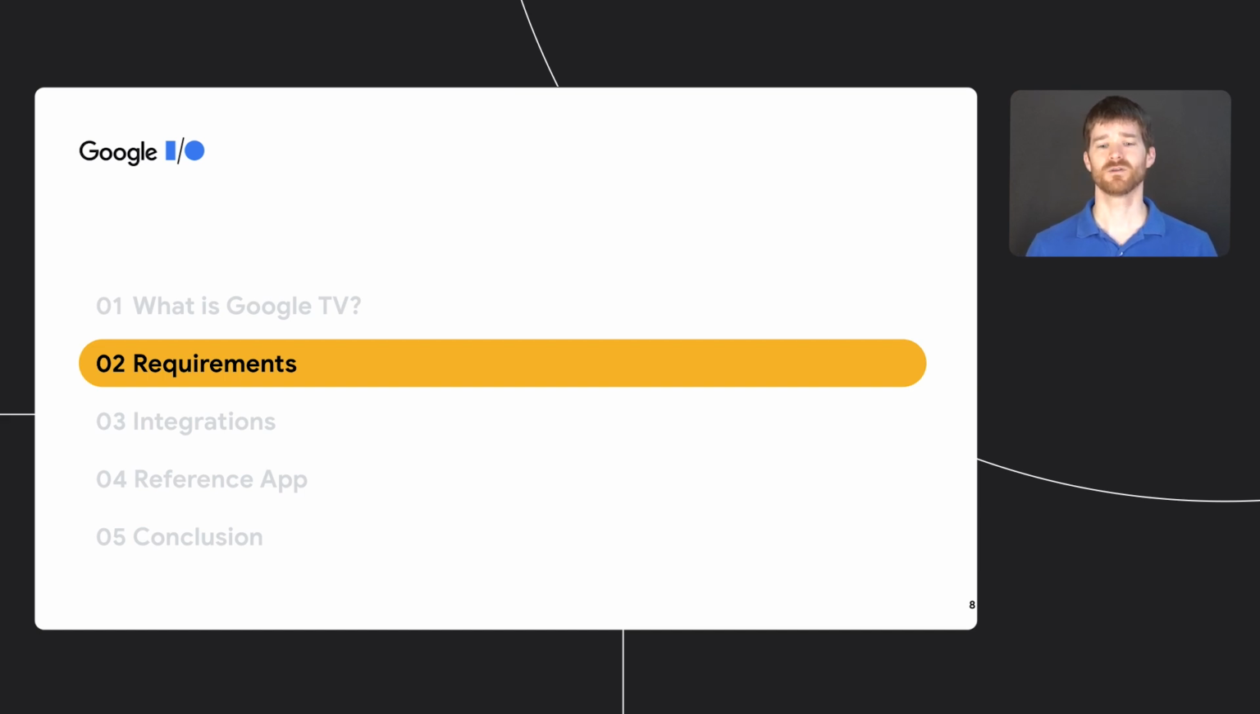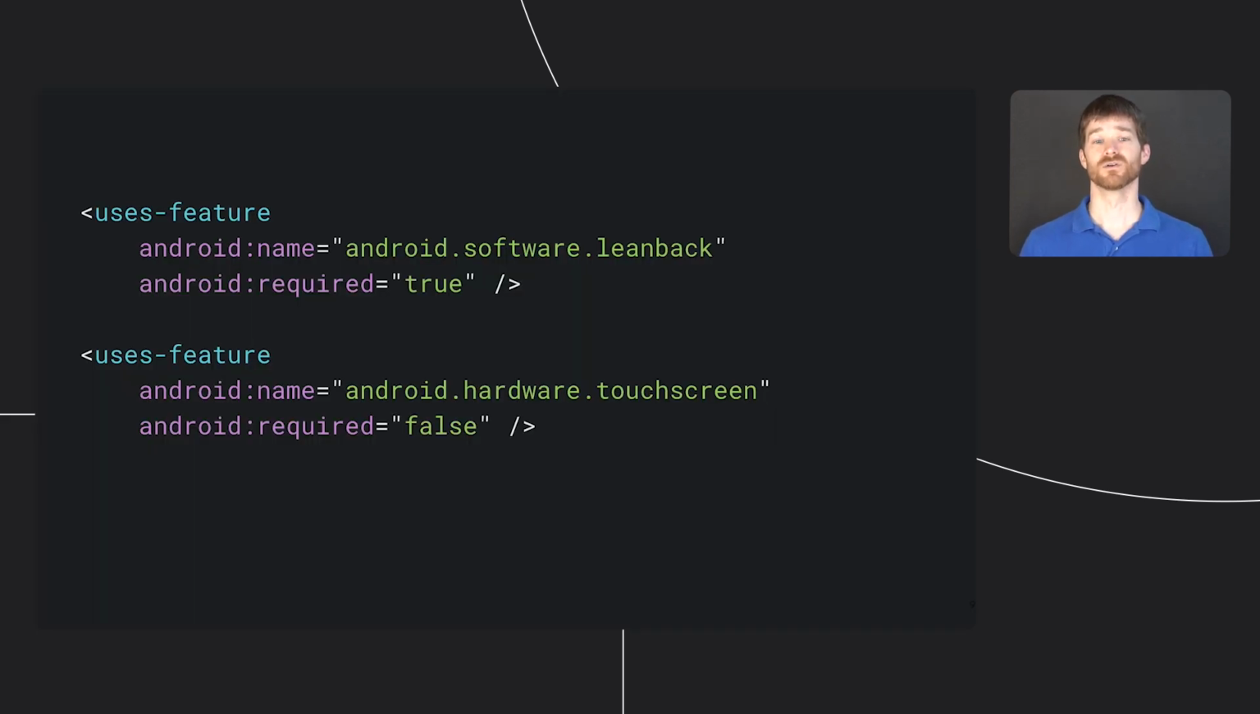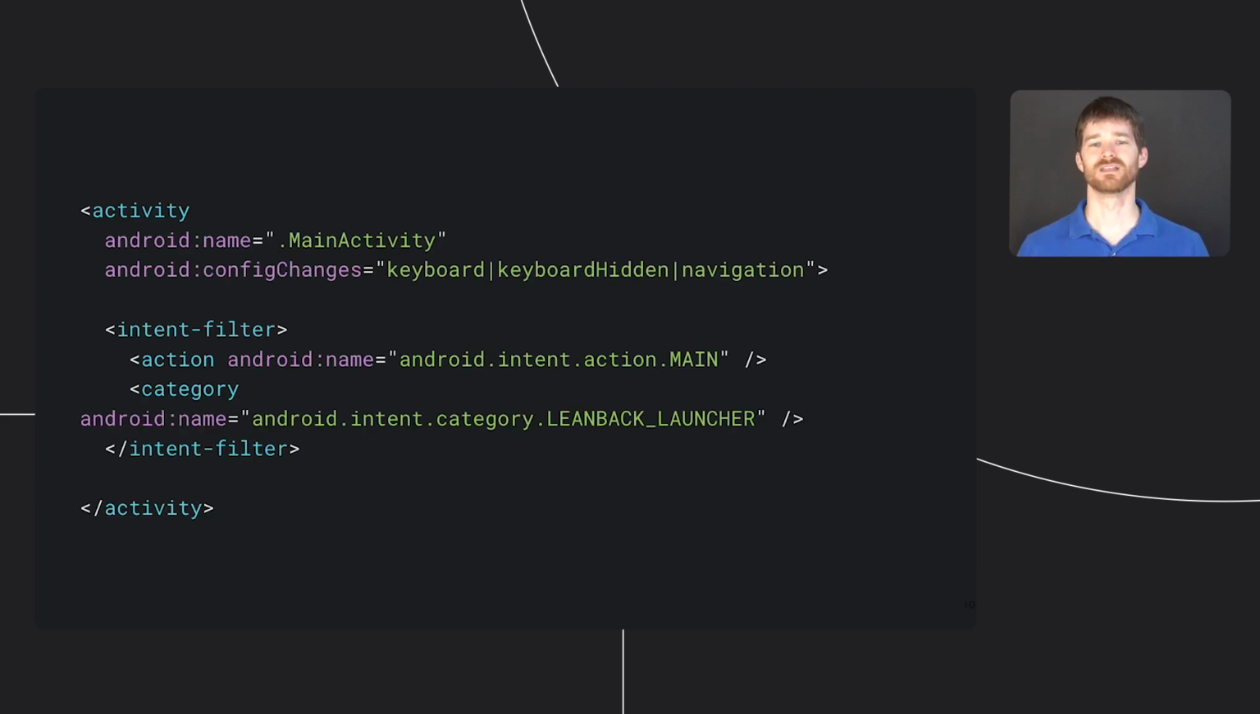The requirements for distributing your app on Google TV are the same as Android TV, and we have this documented extensively on our developer site, so I'll just briefly cover the most important parts. Your Android manifest needs to say that it uses the lean back feature, which basically means it's compatible with TVs. It also needs to explicitly say that touchscreen is not required. Your manifest needs to include an activity to handle the lean back launcher intent. That's the activity that's going to launch when the app is selected.